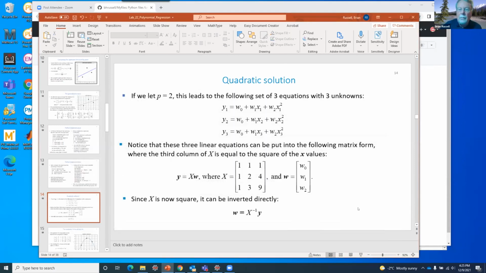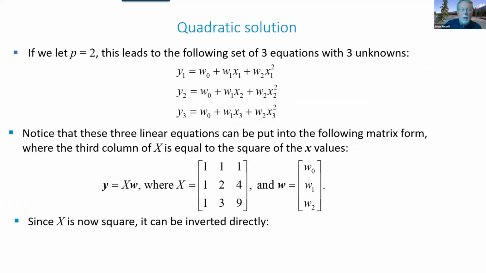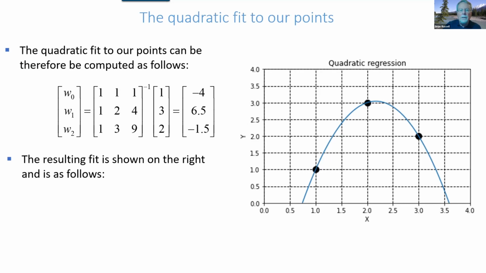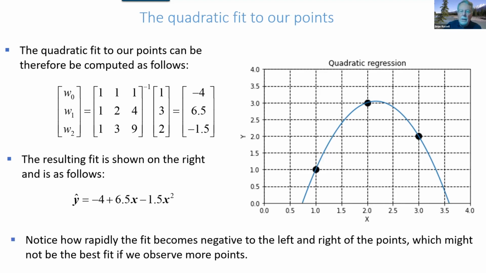And okay, so getting back to this. Now, since it's a square, it can be inverted directly, and you get something like this. So the quadratic fit is perfect. It fits the points. So we've got -4, 6.5, minus 1.5. So the y hat estimate is -4 plus 6.5x minus 1.5x squared, which looks really nice, except you can see how rapidly the curve drops at both the left-hand and right-hand side, which might not be the best fit if we observe more points.